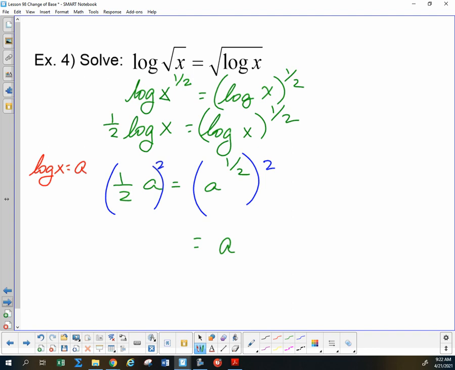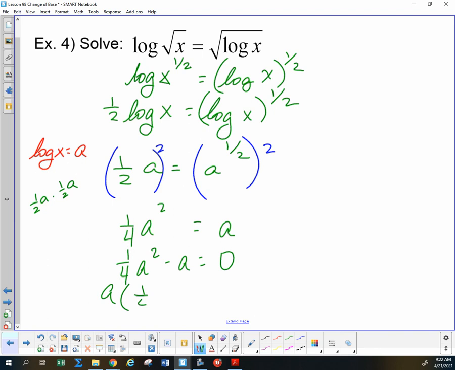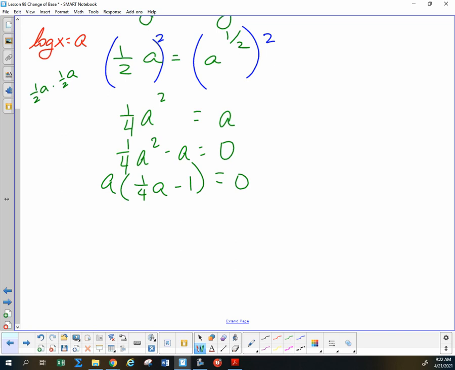On the left, I have 1/2 a times 1/2 a, so I have 1/4 a squared. Can I divide by a? Nope, it might be 0, so I'm going to get everything on one side and solve the quadratic. So 1/4 a squared minus a is 0. What can I factor out? Everybody shout it out. I can factor the a out again. So I have a times 1/4 a minus 1 is 0. So either a is 0 or 1/4 a is 1, which means a would have to be 4.